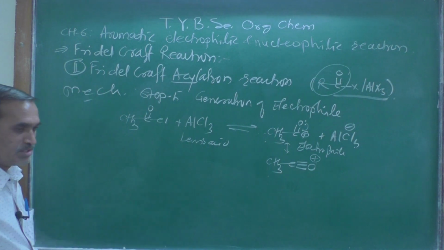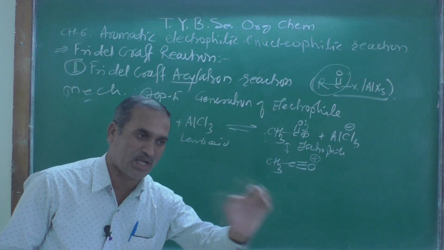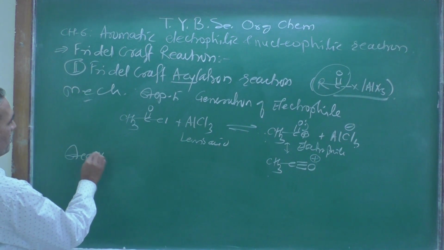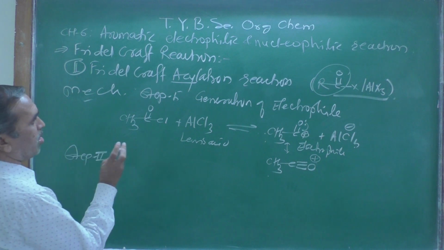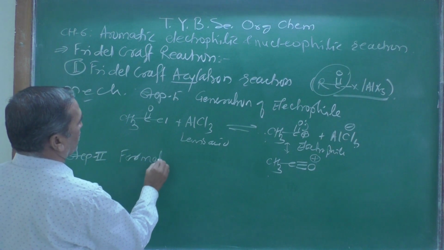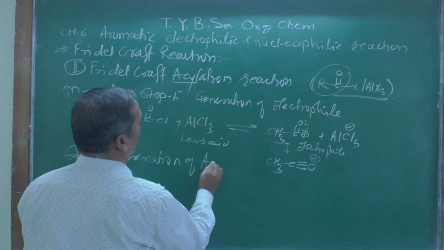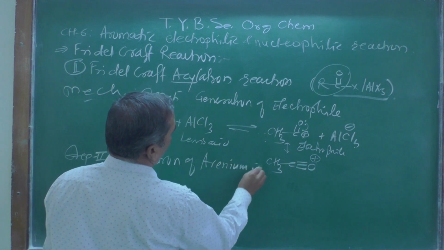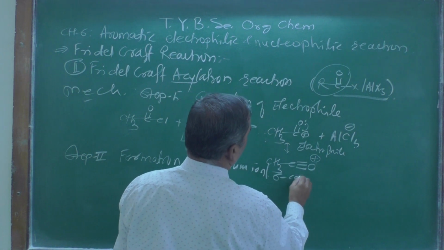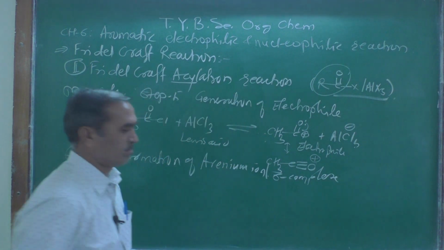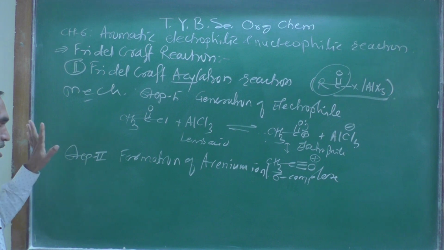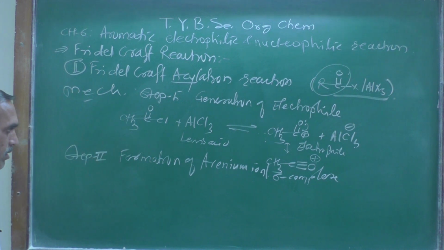Now is the second step, as usual similar to Friedel-Crafts alkylation. In that reaction we have seen that the second step is the formation of arenium ion, or what we can call the formation of the sigma complex. So this is the step taking place in the Friedel-Crafts acylation reaction, similar to the Friedel-Crafts alkylation reaction.